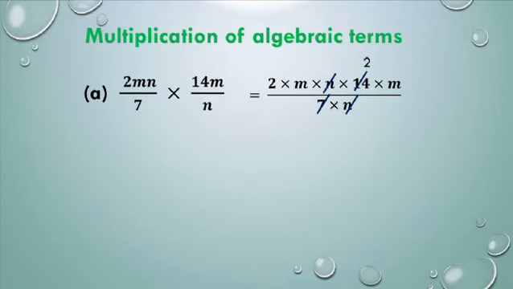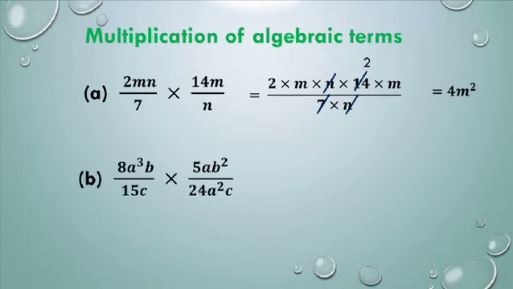So now in the numerator we have 2 times m times 2 times m, which gives us 4m square. In the denominator, nothing was left, that is 1. So we have 4m square over 1, which is 4m square. Now this 14, I kept it as 14, and we have cancelled 7 into 14. We could have written 14 in terms of its prime factors.